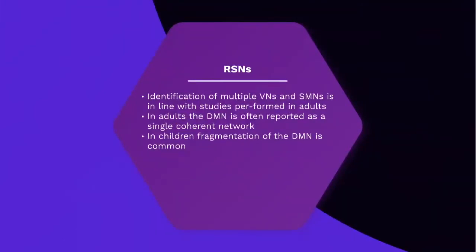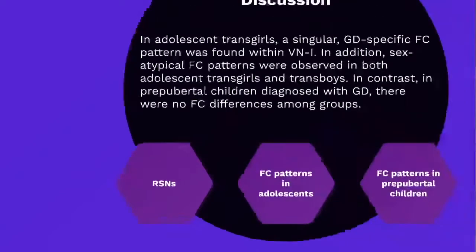Identification of multiple VNs and SMNs is in line with studies performed in adults, while in adults, the DMN is often reported as a single coherent network. In children, fragmentation of the DMN is common.